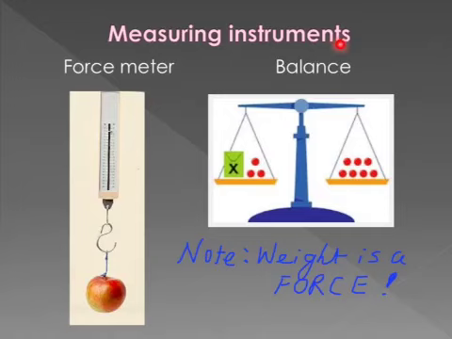Measuring instruments. This one here is called a force meter or Newton meter or spring balance, as we call it. This one here is called a balance or beam balance because of this beam here. This one here is for measuring weight. You just hang something here and weigh how heavy it is. It's a weight. And don't forget, weight is a force.